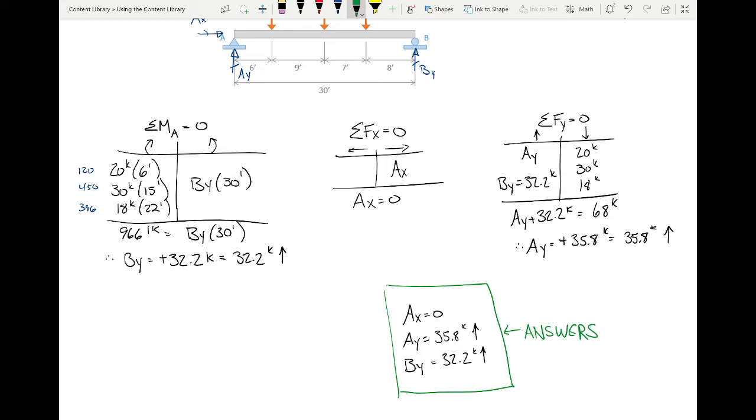Is that shaking the rust off a little bit on those statics exercises, those statics muscles in your brain? Not too bad, right?